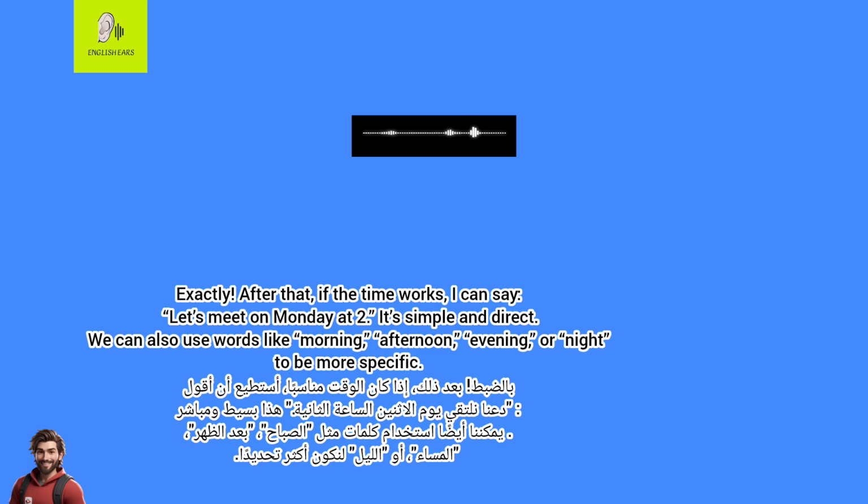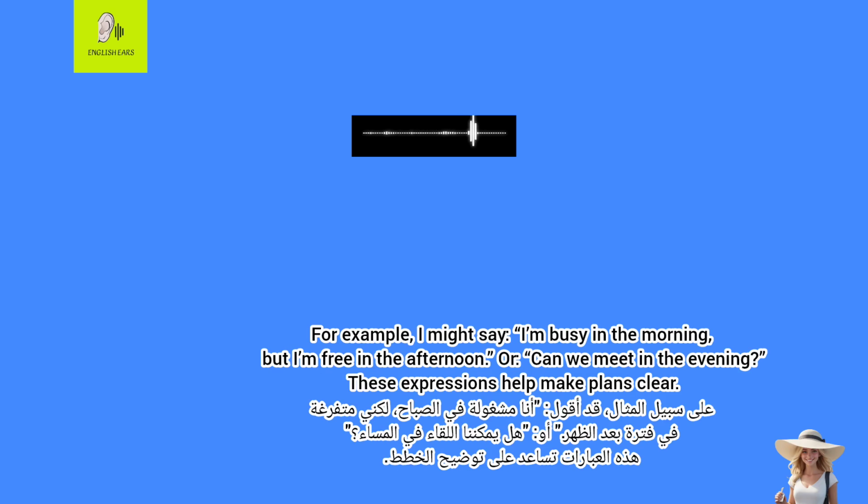Exactly. After that, if the time works, I can say, "Let's meet on Monday at 2." It's simple and direct. We can also use words like morning, afternoon, evening, or night to be more specific. For example, I might say, "I'm busy in the morning, but I'm free in the afternoon." Or, "Can we meet in the evening?" These expressions help make plans clear.